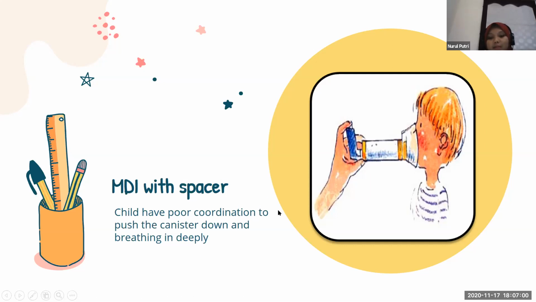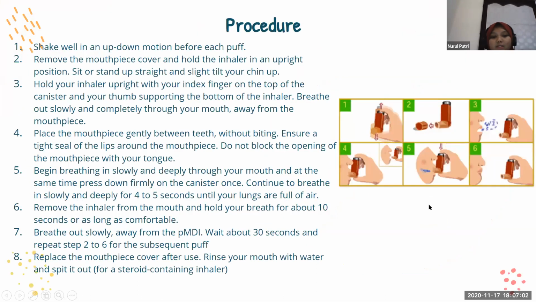So this will help them. These are the procedure steps according to the picture. First, shake the inhaler well in an up-down motion before each puff to make sure the medication is mixed well. Then remove the mouthpiece cover of the inhaler and hold it in an upright position. The patient must sit or stand up straight and tilt the chin out.